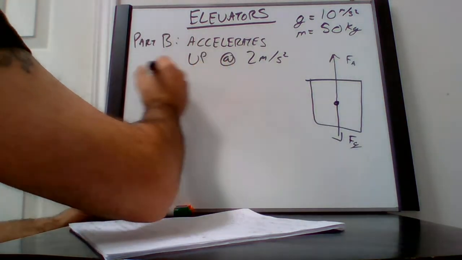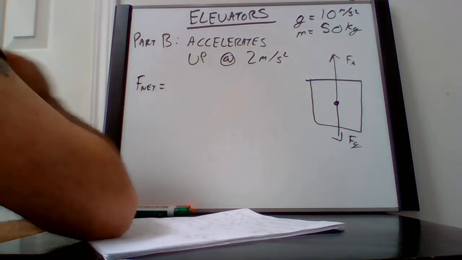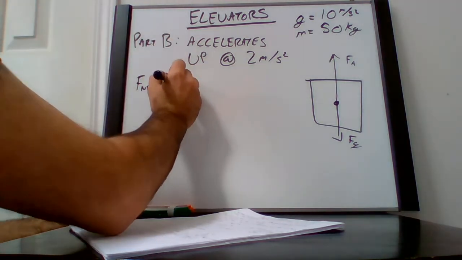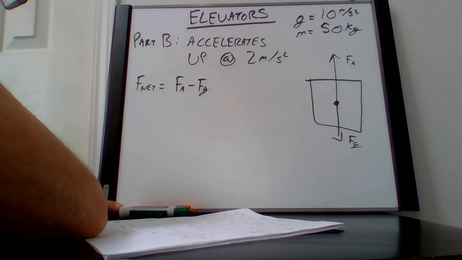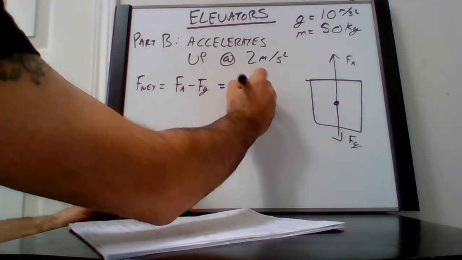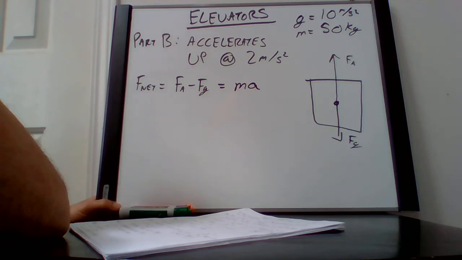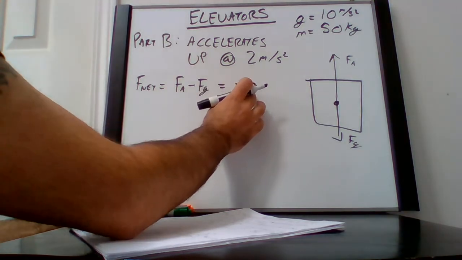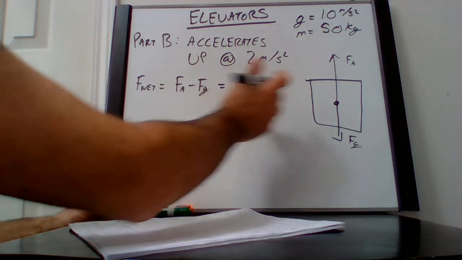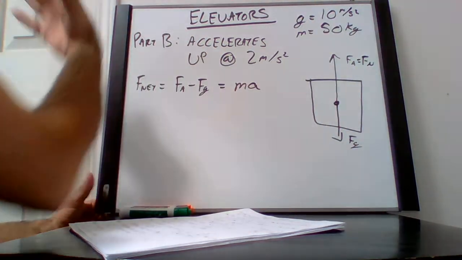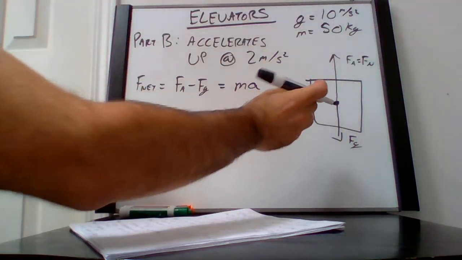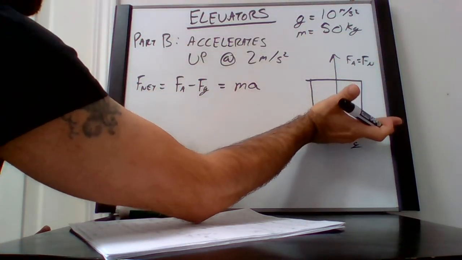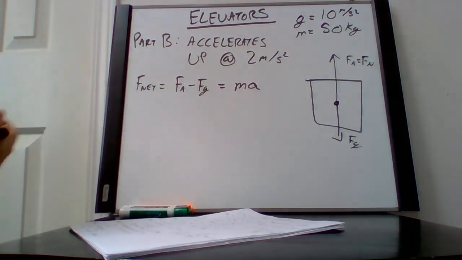Okay, so in this case, F net equals FA minus FG. And this is also equal to our mass times acceleration. Okay. So if we're accelerating upwards at 2 meters per second squared, we're looking for this applied force, because that applied force in this situation is also equal to our normal force, right? It's the force that's pushing us upwards. So the cable is pulling the car, but it's the car at the bottom that's pushing us upwards. And so that's our normal force, essentially, right?